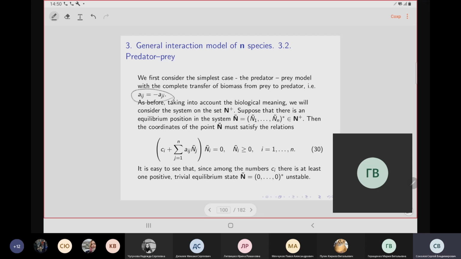Next, since we are in the biological meaning, we can see that the set is R^n plus. So we consider only positive population densities, population numbers. And let us suppose that there is at least one equilibrium position in R^n plus. So first of all, if this equilibrium exists, it must satisfy the following equation. So the right-hand side of our differential equation must be equal to 0.